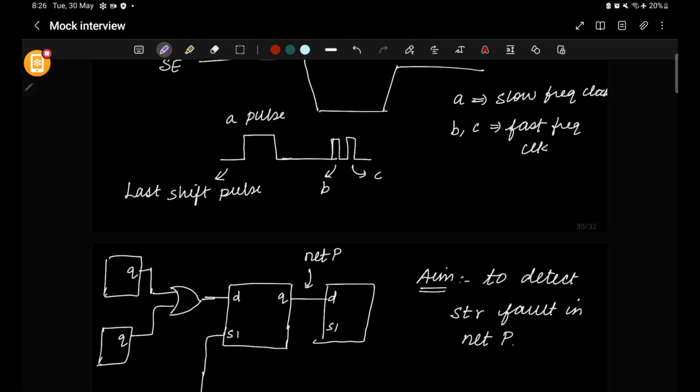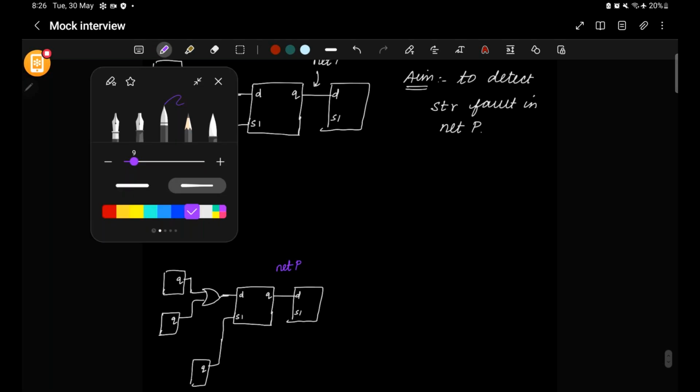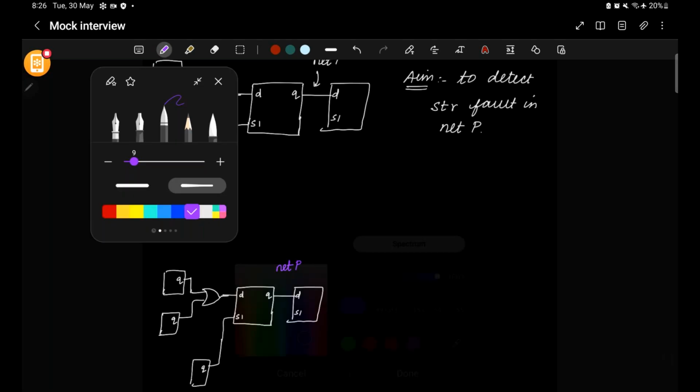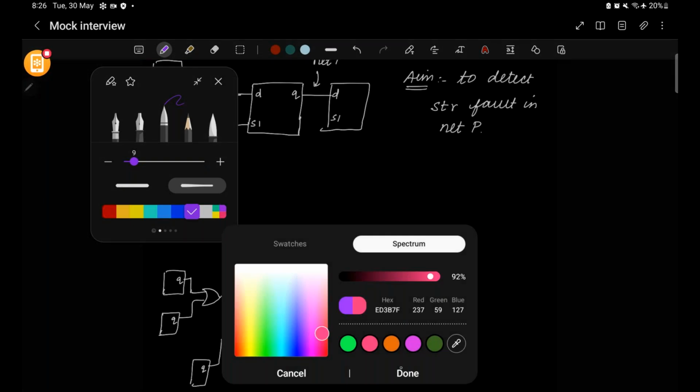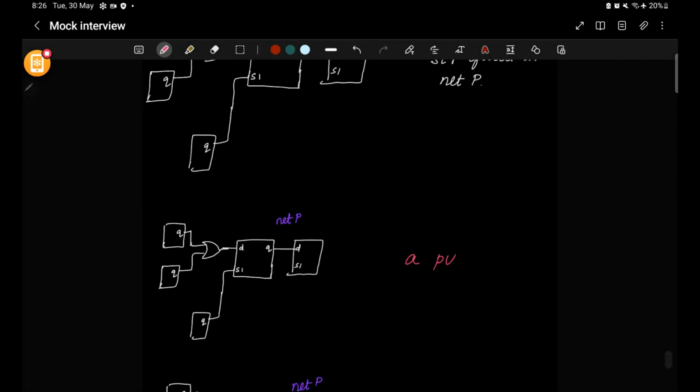So now here it is trying to bring a slow to rise fault. First, I'll consider this as A pulse. During A pulse, the tool will try to write a 0 value in this net P. So if 0 has to be there at this particular net, then this flop should be holding a 0 value during A pulse. Only then at its output, 0 will be there.